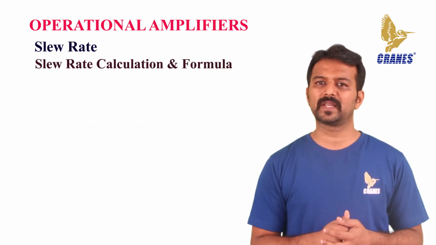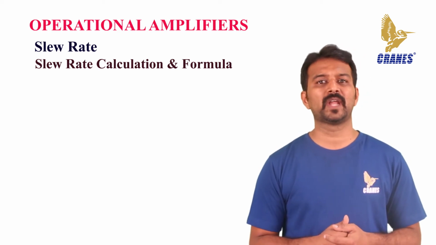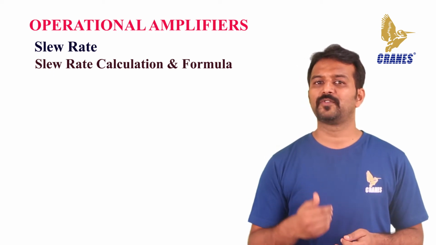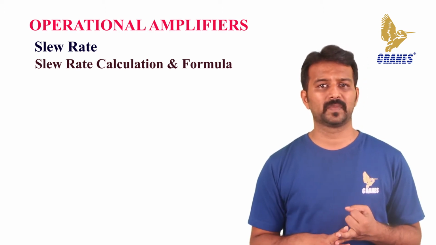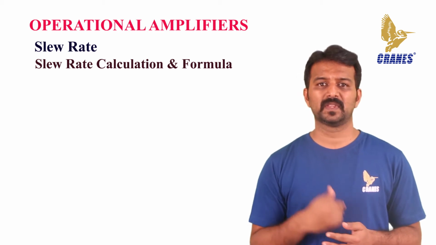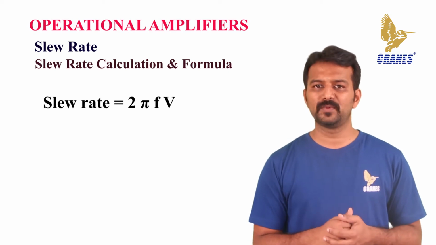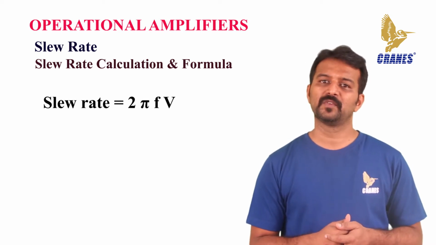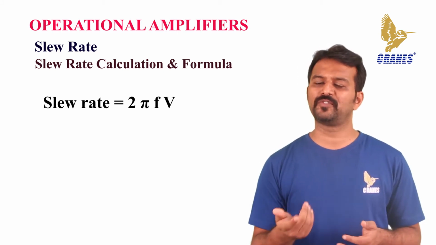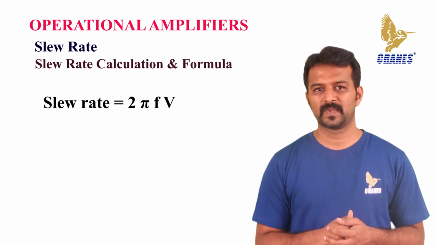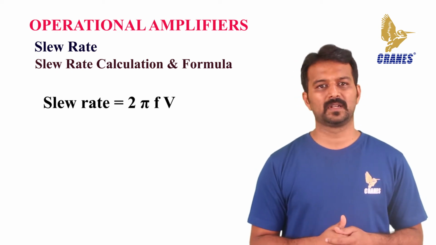So let's look at the slew rate calculation and the formulas related to it. It is relatively easy to calculate the slew rate of an amplifier that is required for a particular application from the knowledge of the maximum voltage and the frequency required. To give distortion free operation, the simple formula below can be used, that is slew rate equals 2 pi f V, where slew rate is measured in volts per second, although the actual measurements are often given in volts per microsecond. F is the highest signal frequency measured in hertz, V is the maximum peak voltage of the signal.